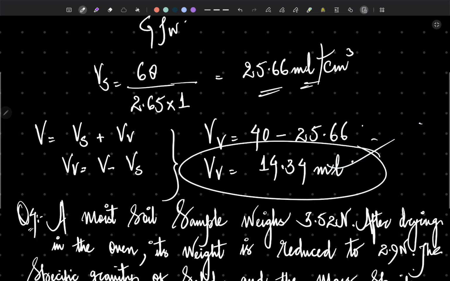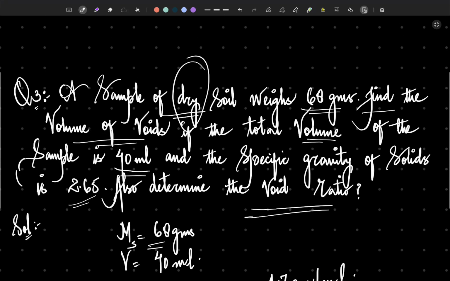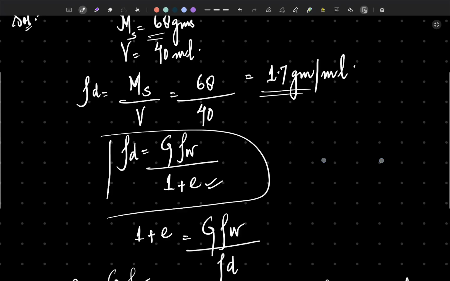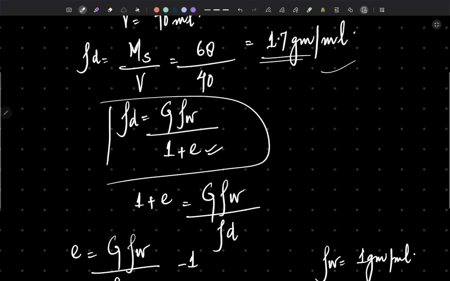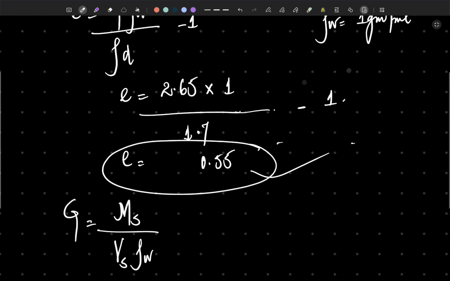All right. So this was about this question. The question was, a sample of dry soil weighs 68 grams. Find the volume of voids if the total volume of the sample is 40 milliliters and the specific gravity of solids was given. Also determine the void ratio. There are a number of ways by which we can solve this question, but this is how we solved. We found the dry density first, then we used the expression connecting dry density and void ratio, and we found the void ratio as well.